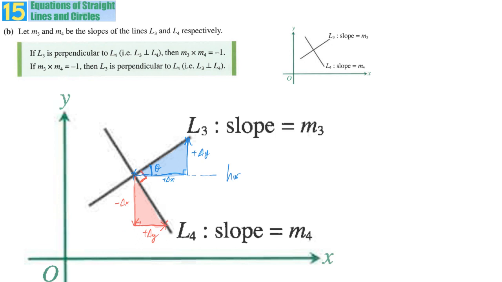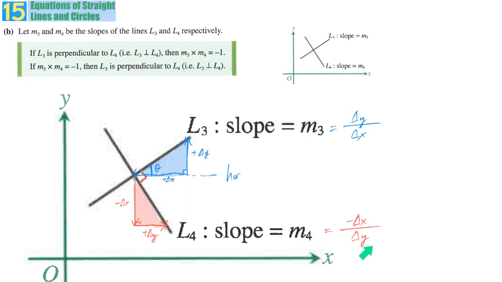And then if we consider slope 3, slope is defined as the vertical difference compared with the horizontal difference, so we have delta y over delta x, which both are positive in this case. And then if we consider the slope of line 4, M4, its vertical change goes down by delta x, so it is negative delta x as the vertical change, and its horizontal change is delta y. You'll find that we swap the position upside down, and also we have a negative here.